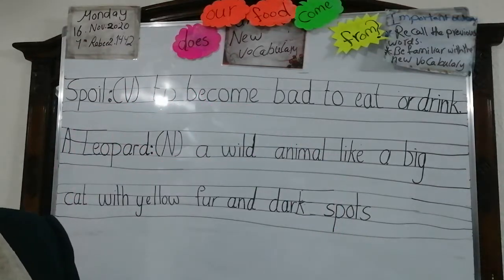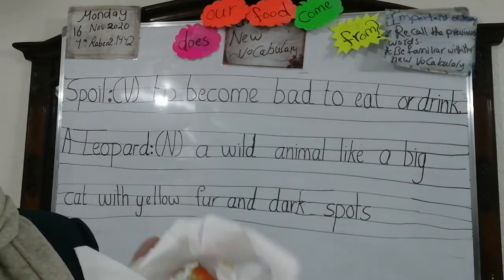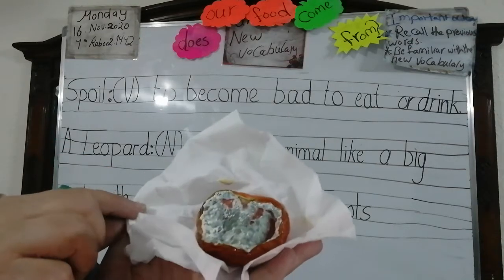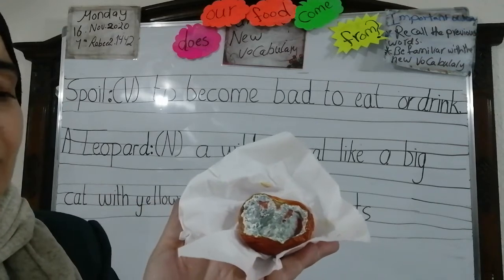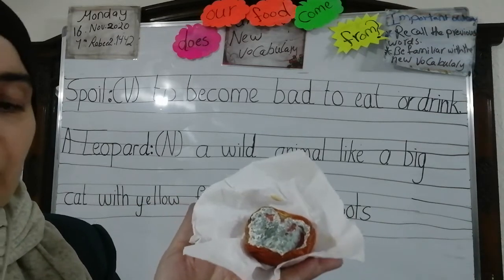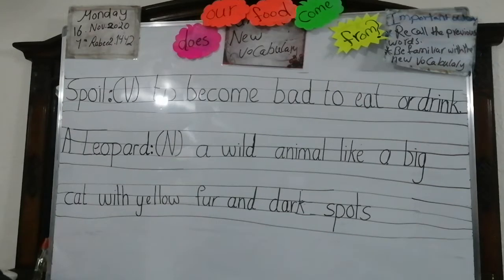Spoil. Look at this tomato. Oh. This is a spoiled one. Can we eat it? Of course not. We can't eat it. Okay? It's not good for your health. It's bad to eat or drink.